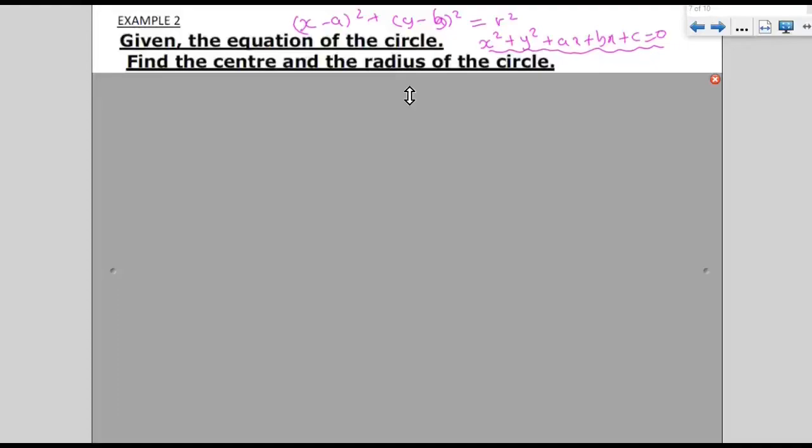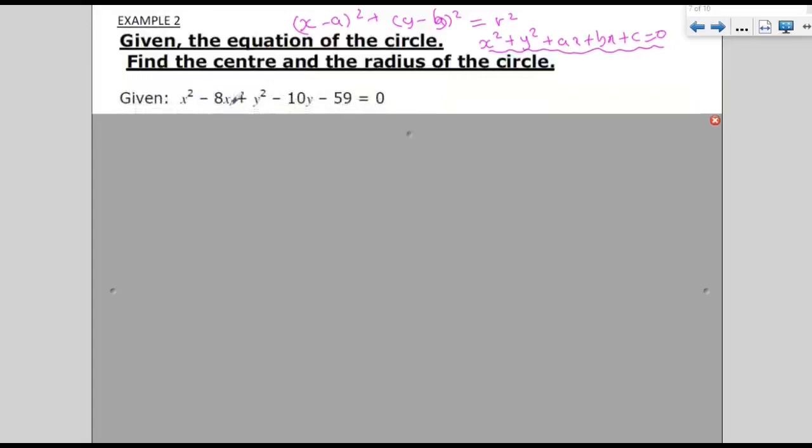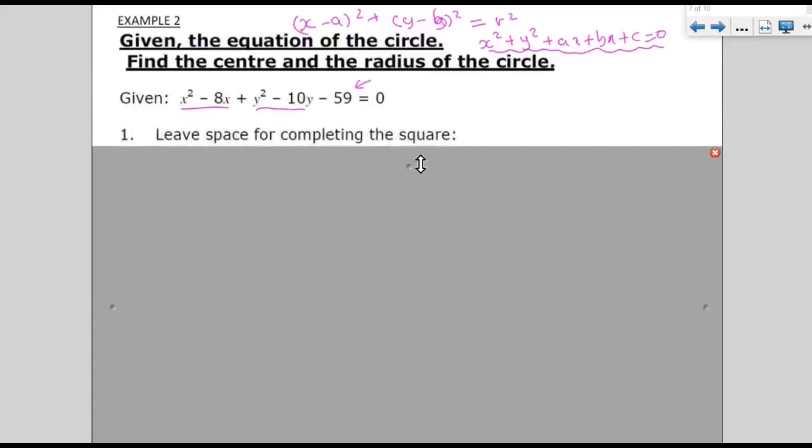It said determine the center and the radius of the circle if given this kind of quadratic-ish expression in x and y. Now can you see you've got 1x squared minus something x plus y squared minus something y and a constant value. It's similar to that there, just rearranged. So what we need to do is separate the x expressions one side and the y expressions one side and take the constant to the other side. Let's see what we're going to do.